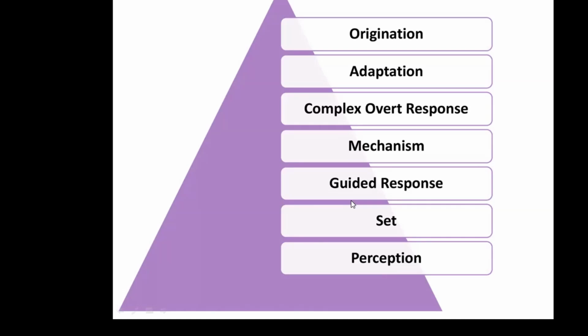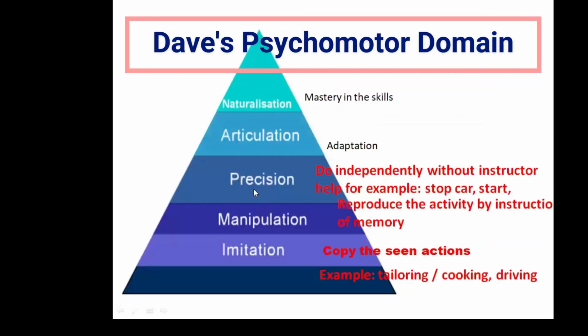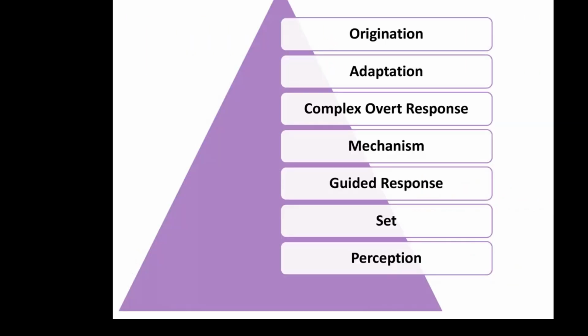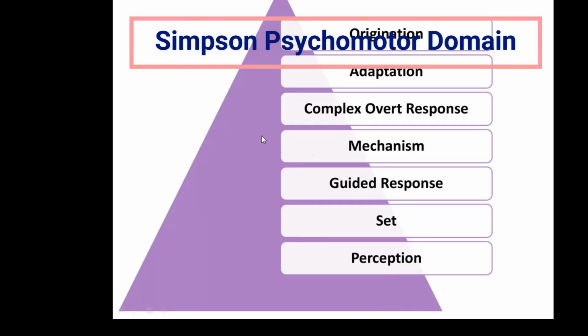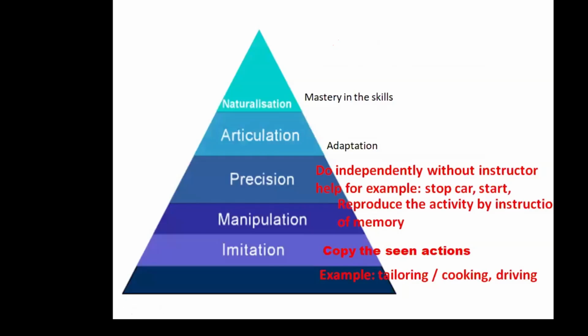In this video, I'll be discussing two models. One is Dave's psychomotor domain, and the other is Simpson's psychomotor domain. So this one is the Simpson's type psychomotor domain, and this is Dave's. So let's have a very quick video about that.